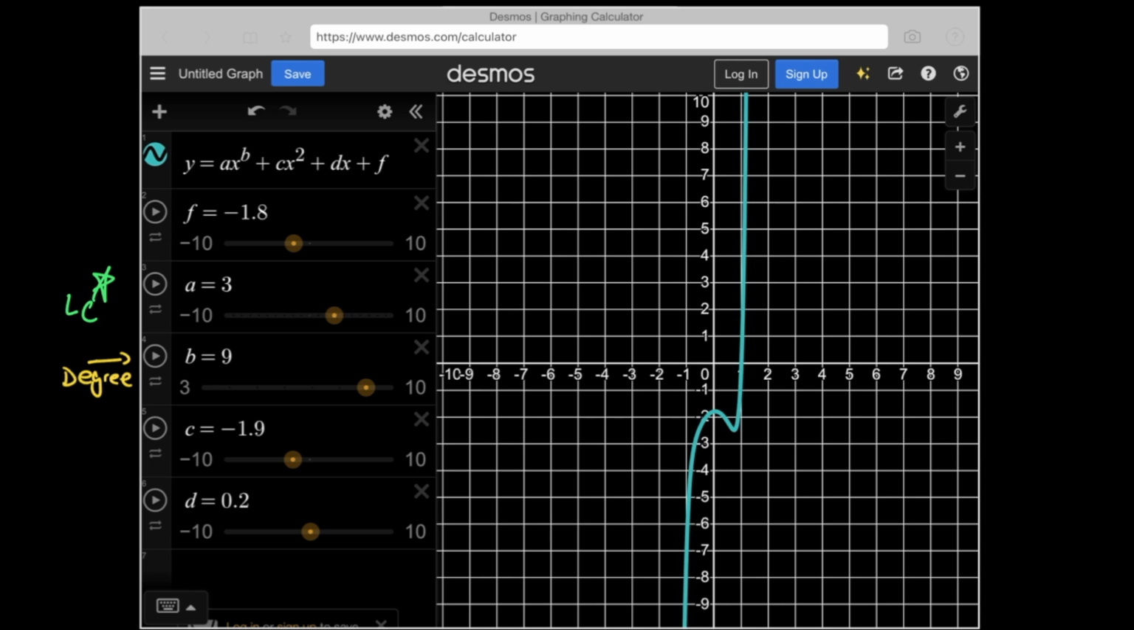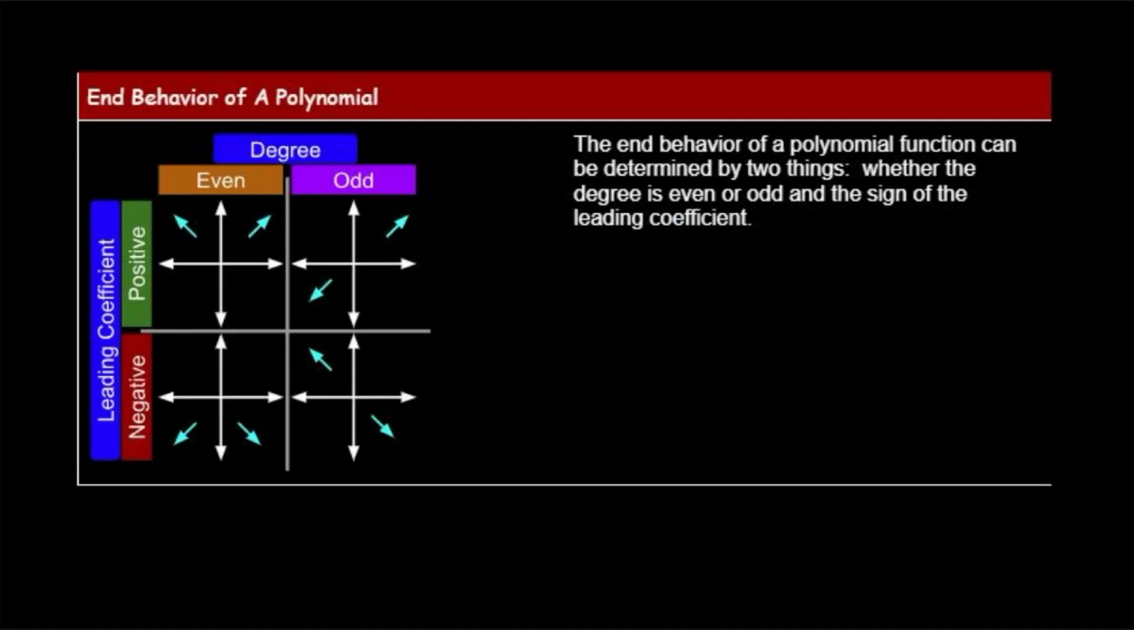and the degree of the polynomial. If it's even, both sides point in the same direction, whether they're both up or both down in the case of having a negative leading coefficient. And then if it's odd, they go in opposite directions, whether it's left side down, right side up, or left side up, right side down, depending on the combination. Those are the only two things that affect the end behavior of a polynomial.